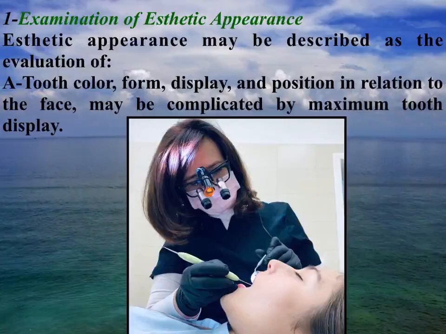For aesthetics, the color of the tooth is a very significant defect in the aesthetic, and the form of the teeth, maybe the lateral has a cone shape, is a very significant defect. In display of the anterior teeth, the teeth may not display, or the teeth may be completely displayed, and the gum may be displayed. This is a defect in the aesthetic, complicated with the maximum tooth display.